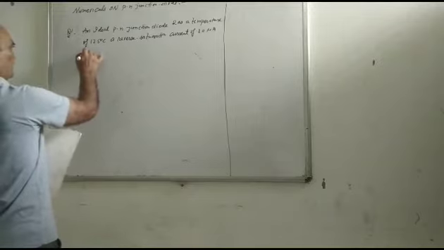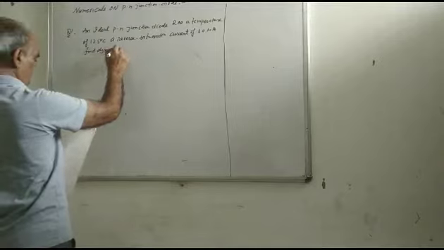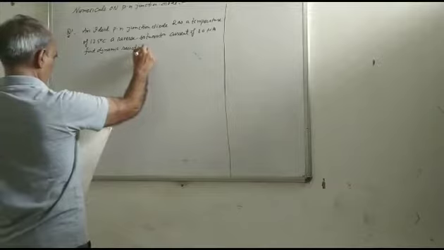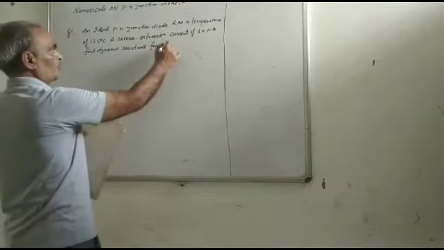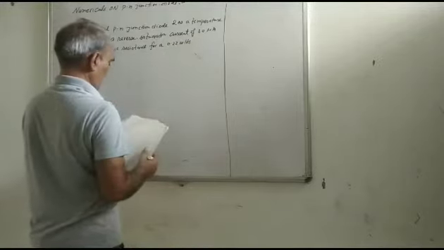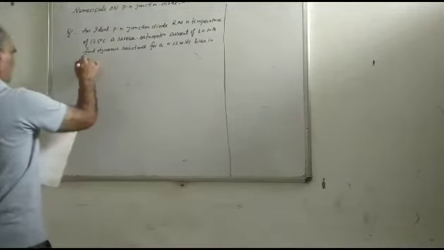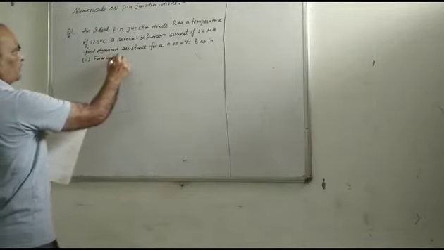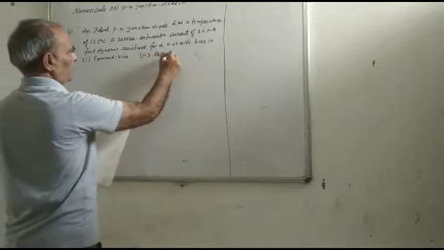Find the dynamic resistance for a 0.22 volts bias, in first is forward bias, second is reverse bias.